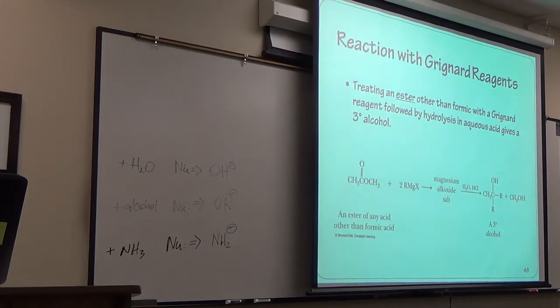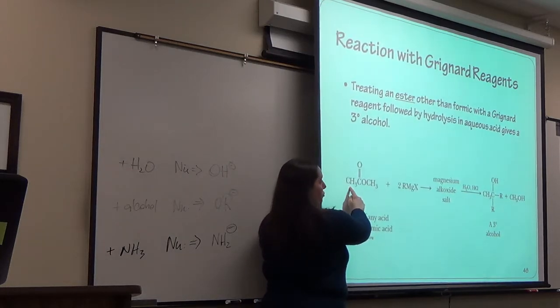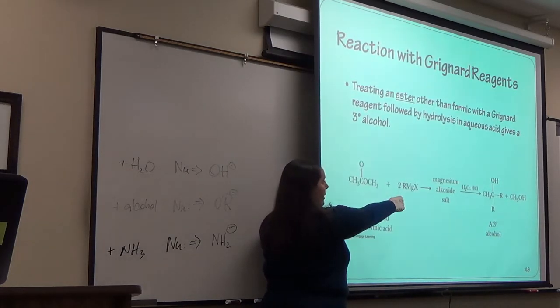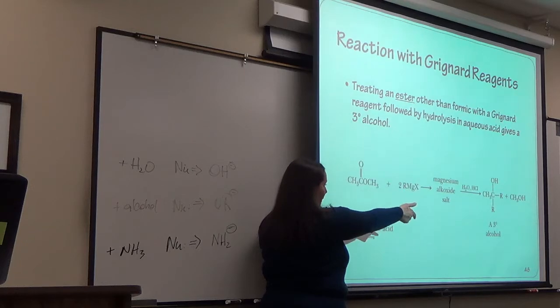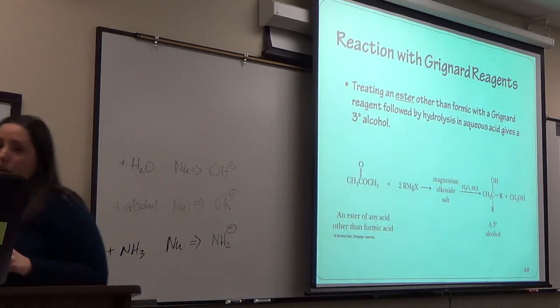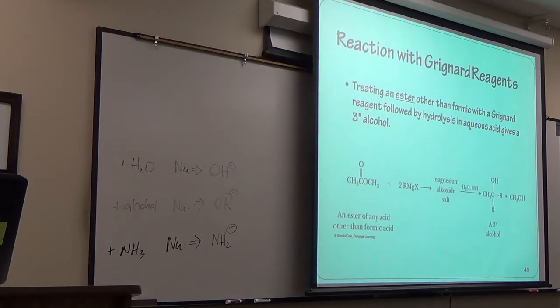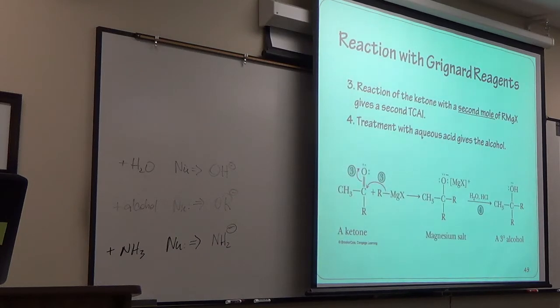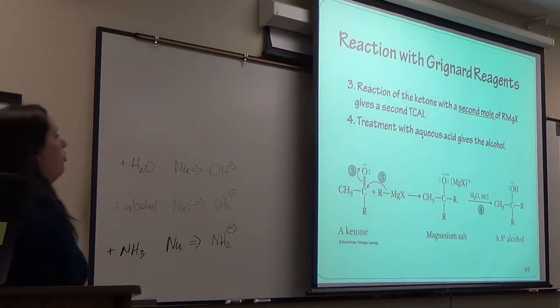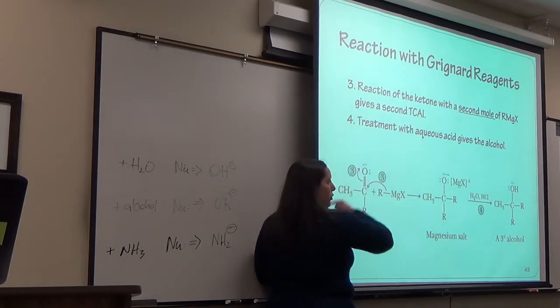Right? Any other ester is not going to have a hydrogen here, right? It's going to have an R group. So it's going to give you a ketone, and then the ketone, when it reacts again with the Grignard, is going to give you a tertiary alcohol. We already went over this in chapter 16, so you can go back and take a look at that as well.